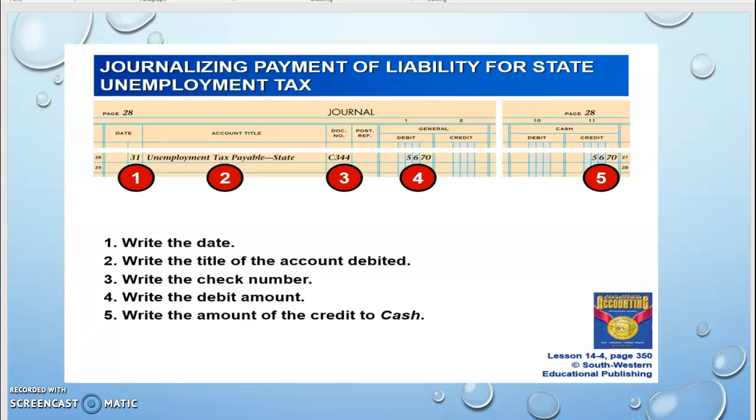Next one is the state unemployment tax. Same type of thing, it's just state instead of federal. It's a check. There you have your debit to close out that account, and you have your credit to cash. All right, so that's it for Chapter 14. I will now record the work together and on your own, so you can see a demonstration of how that's done.